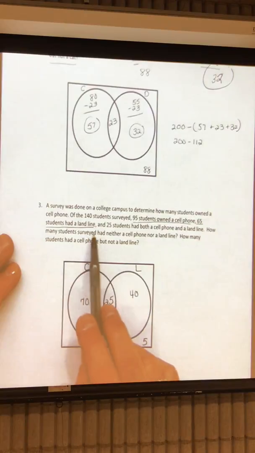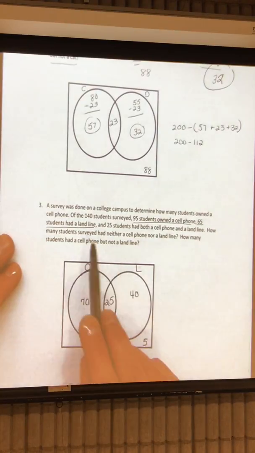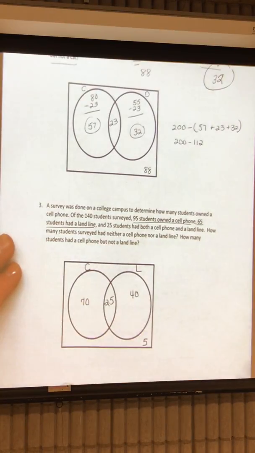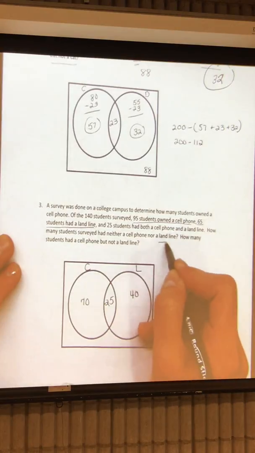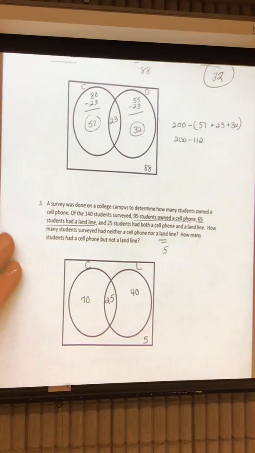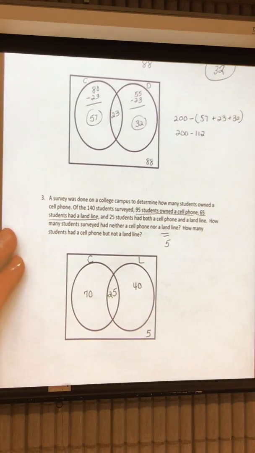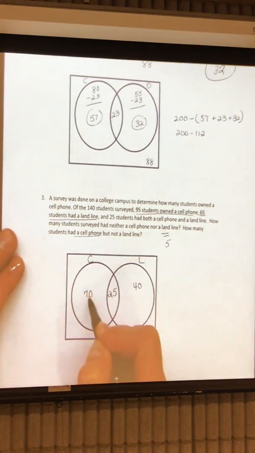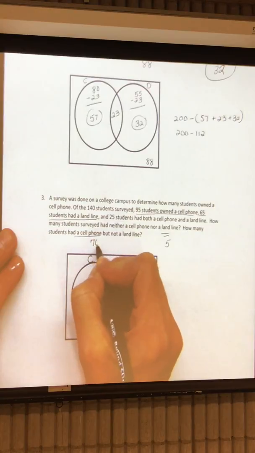So how many students surveyed had neither a cell phone nor a landline? And that is 5. Owned neither. And how many students had a cell phone but not a landline? So here only cell phone is 70.